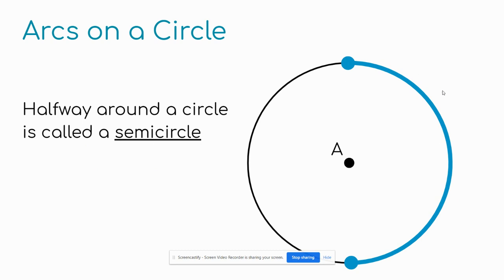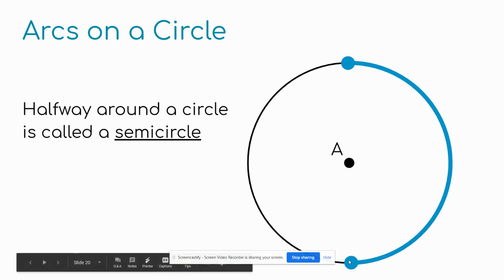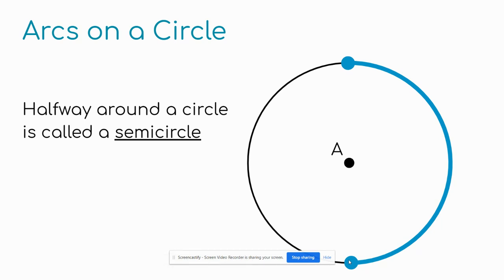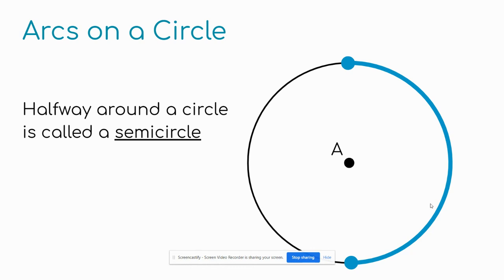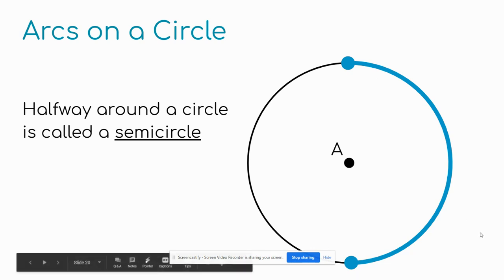If you were to go exactly halfway around the circle, that's called a semicircle. That's going to be 180 degrees because 180 is half of 360. So we're going to learn about two different types of arcs. One's going to be less than a semicircle, so less than half the circle. One's going to be more than half the circle.